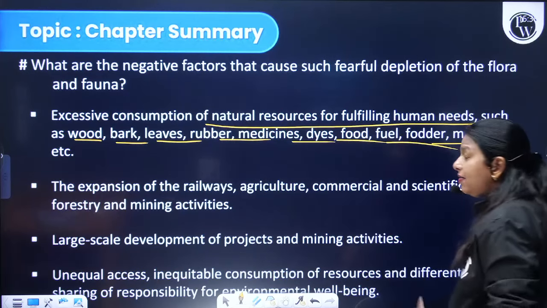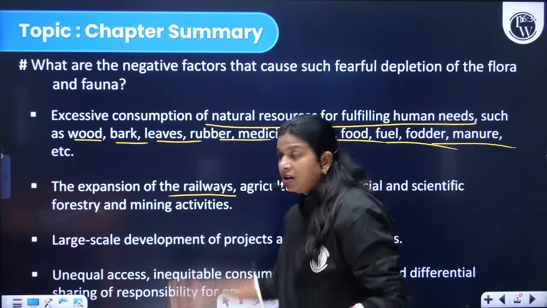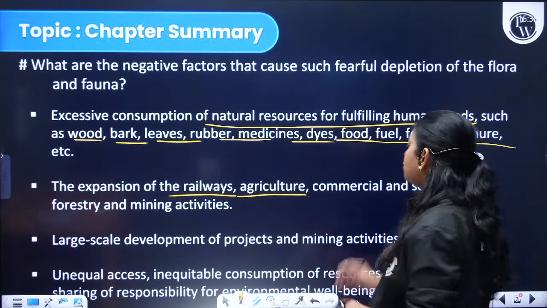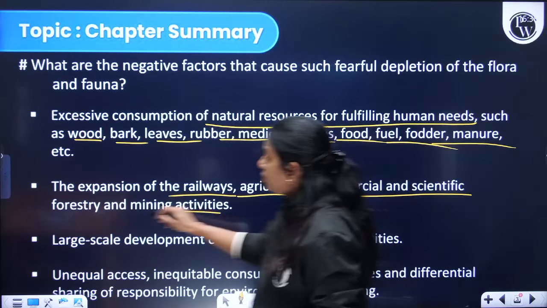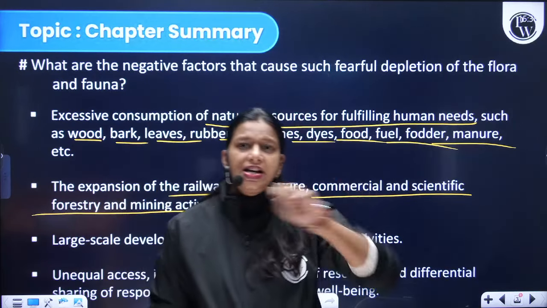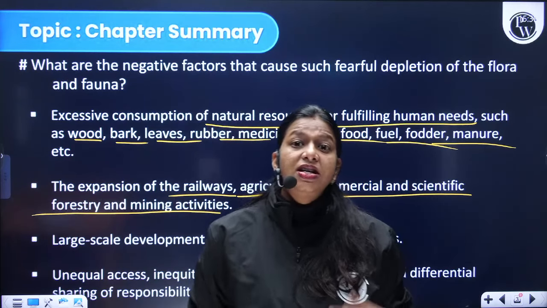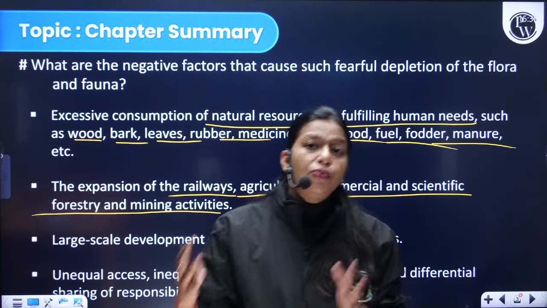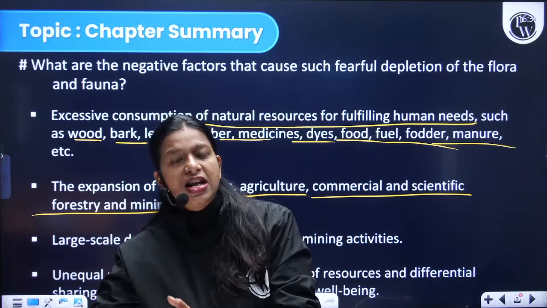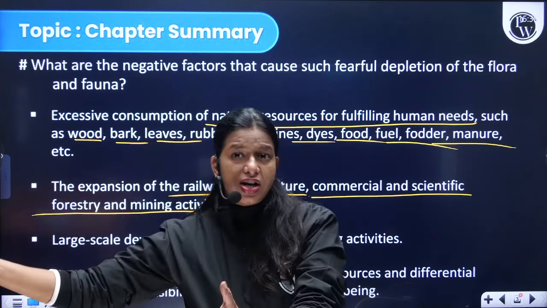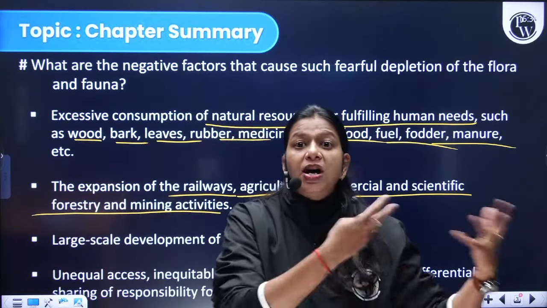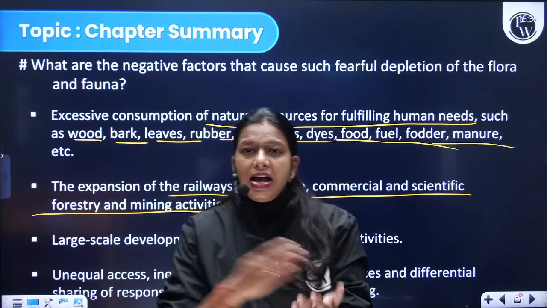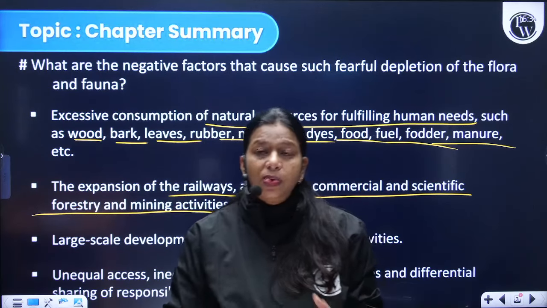The expansion of railway, thanks to British, then thanks to the increasing population, agriculture, again a result of population, commercial and scientific forestry, mining activities, everything is directly, indirectly related to the rising population and its rising needs. Because the number of people are rising, we need more food. For more food, we need more agricultural areas. For more agricultural areas, we need to cut more forest areas. Population requires more minerals. Hence, we require to do more mining. So, everything is interconnected with the growing population of the country.